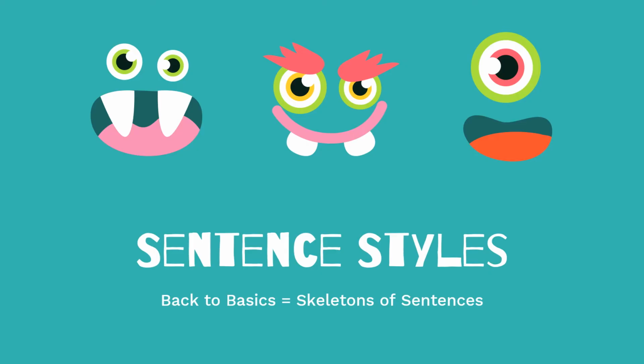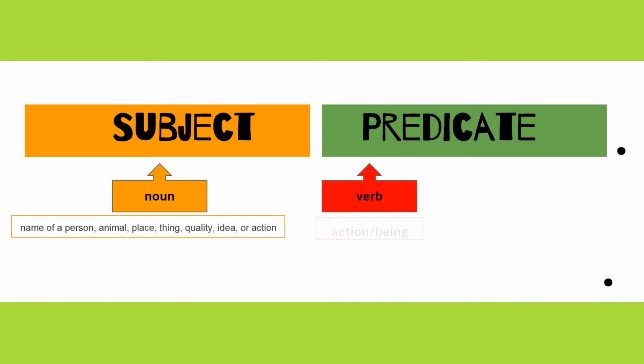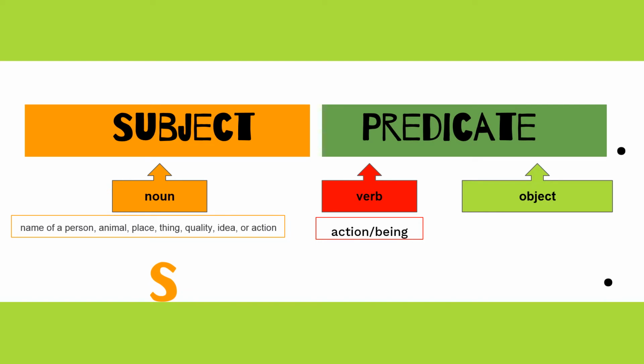We learned that a sentence is made up of words that express or show a complete thought or idea. Therefore, it should have a subject and a predicate. We also learned that a predicate is basically made up of two parts: the verb and the object. So in our previous lesson, we focused on the two types of verbs, the action and the being.